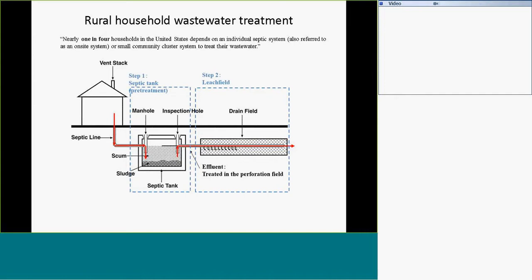Another case we are interested in is rural household wastewater treatment. So in the United States, about 25% of households rely on septic systems to treat wastewater. And according to EPA's estimation, about 10 to 20% of septic systems actually malfunction. They fail, and a lot of nutrients overload to rivers.